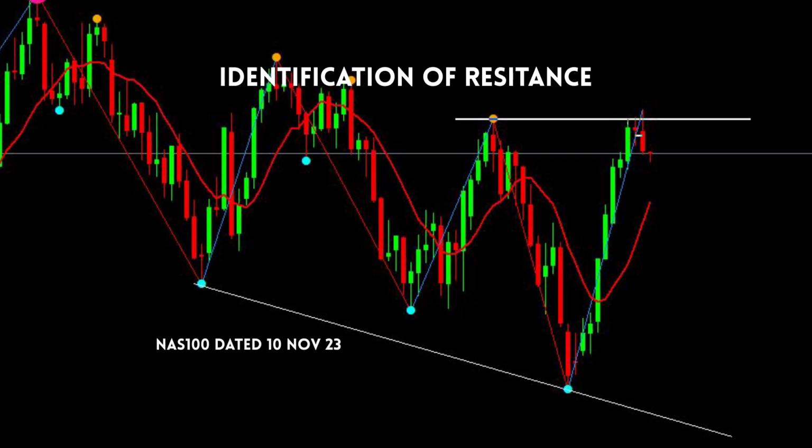Identification of resistance. Traders identify resistance by analyzing historical price data and looking for areas where the price has struggled to go higher in the past. Common tools for identifying resistance include horizontal lines, trend lines, and technical indicators.